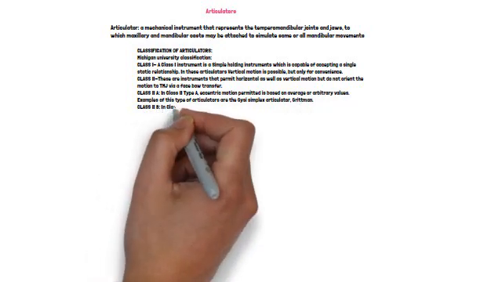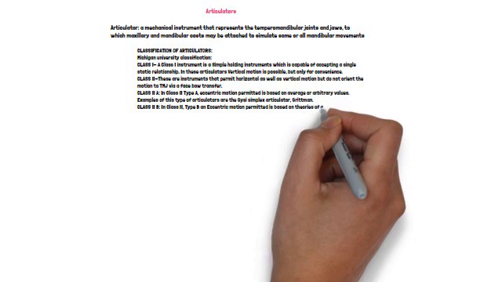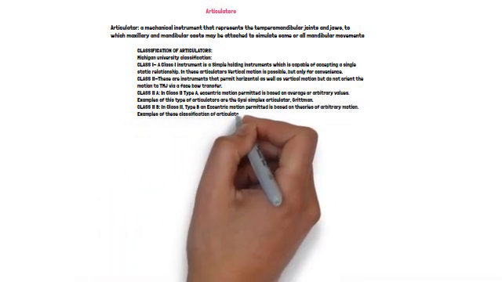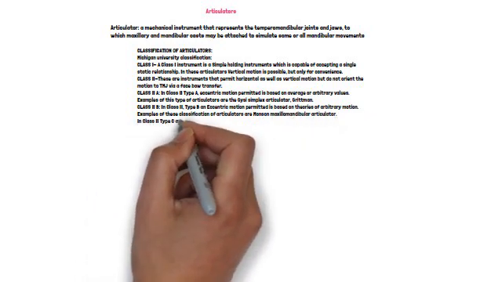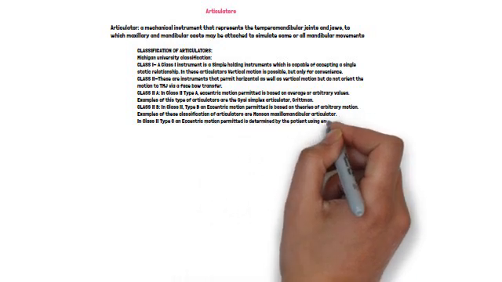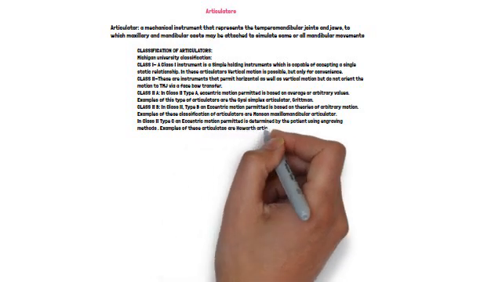Class IIB. In Class II Type B, the eccentric motion permitted is based on theories of arbitrary motion. An example of this classification is the Monson maxillomandibular articulator. In Class II Type C, the eccentric motion permitted is determined by the patient using engraving methods. Examples of these articulators are the Howarth articulator and the Dentograph.